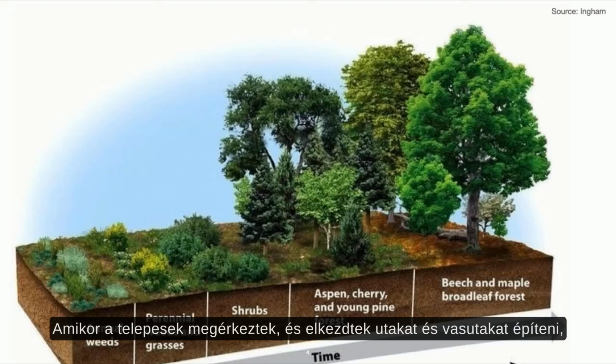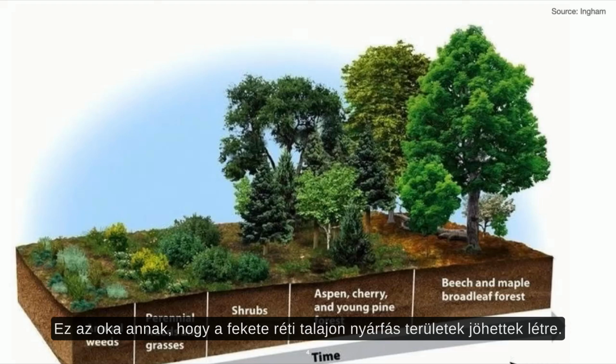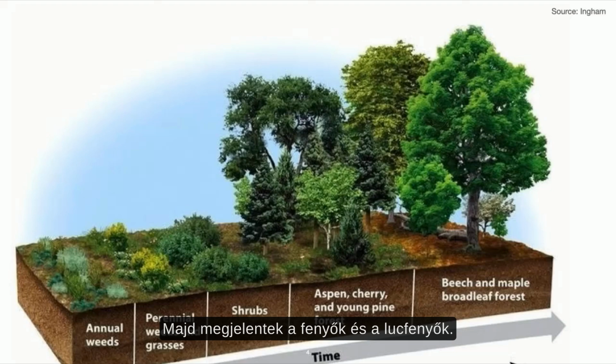When the settlers settled and we started creating roads and railways, that acted as natural fire breaks. And this is why we started seeing the aspen bluffs starting to develop in the black soil zone. And then if left to continue on, would continue on into pine and spruce. But that is how the soils and the plant ecology go hand in hand.